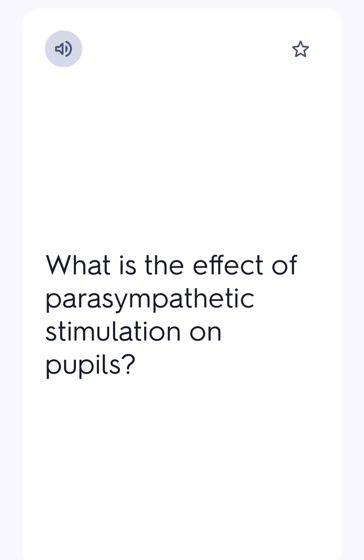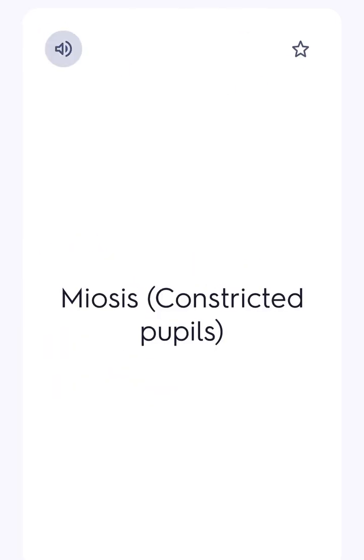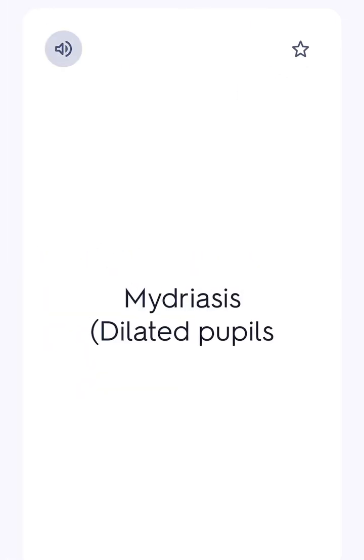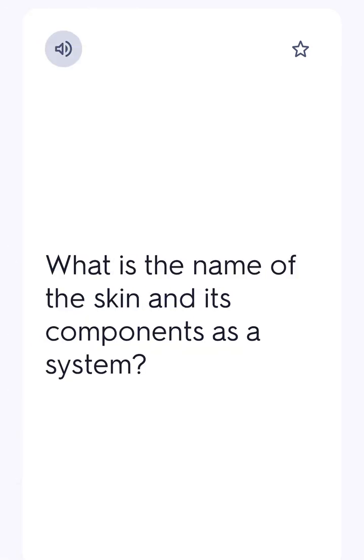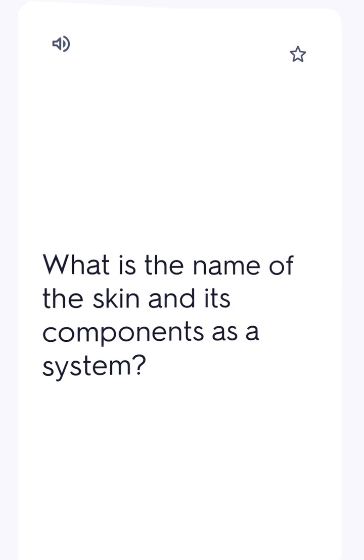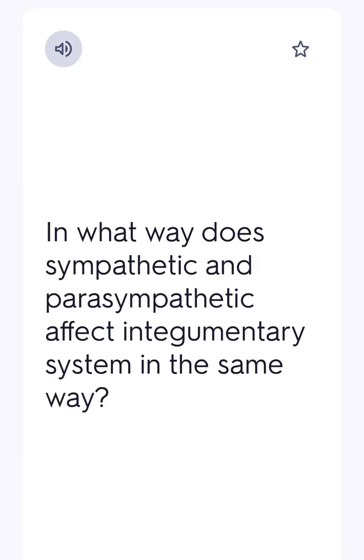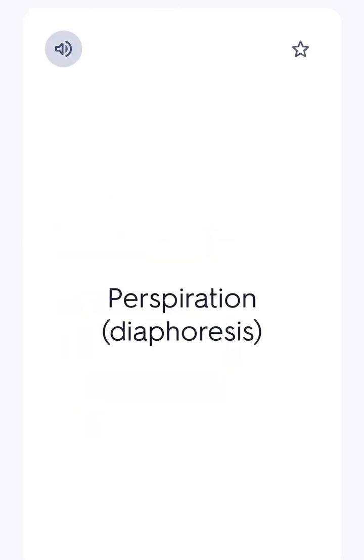What is the effect of parasympathetic stimulation on pupils? Meiosis. What is the effect of sympathetic stimulation on pupils? Mydriasis, dilated pupils. What is the name of the skin and its components as a system? Integumentary. In what way does sympathetic and parasympathetic affect integumentary system in the same way? Perspiration.